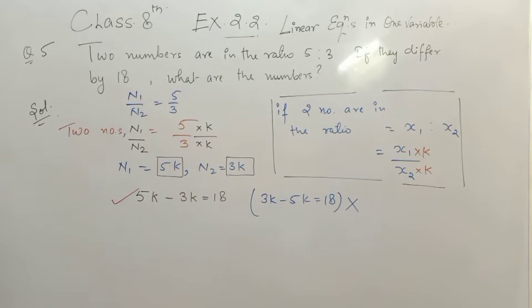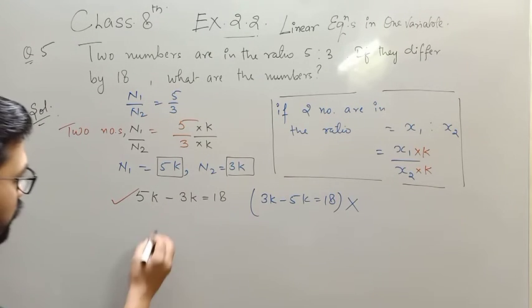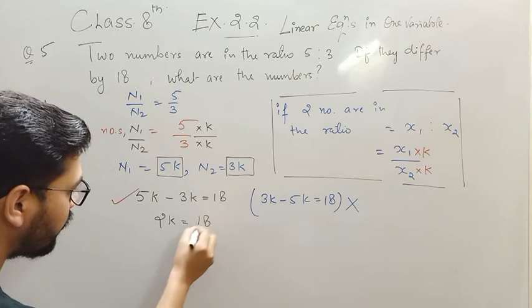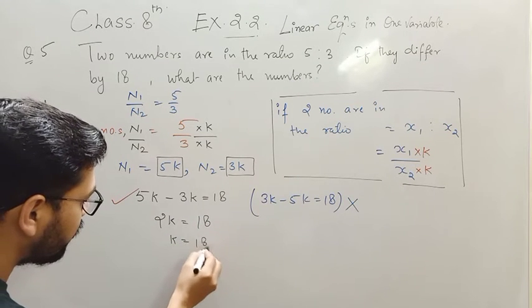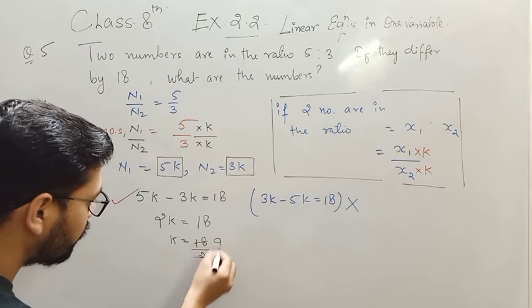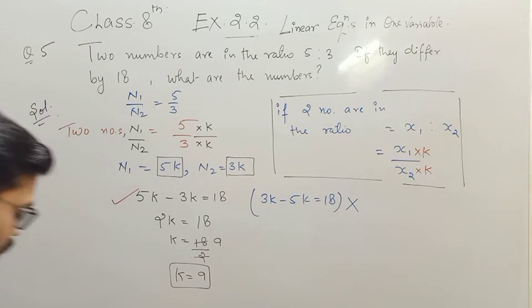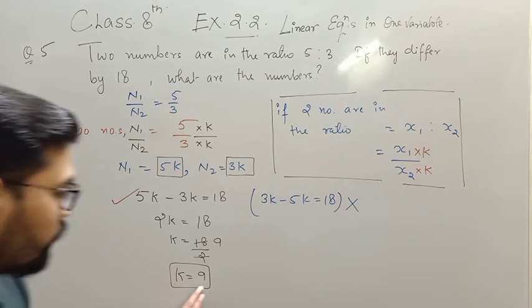Now 5k minus 3k is equal to 2k is equal to 18. So k is equal to 18 divided by 2, which is equal to 9. So the value of k is equal to 9. Any doubt? So the value of k is equal to 9.